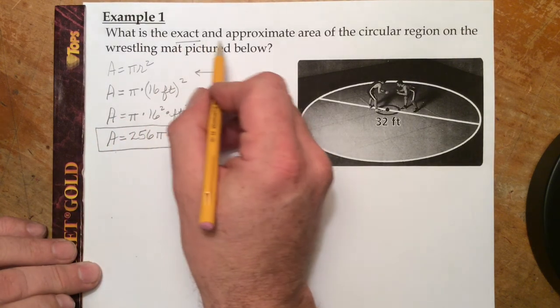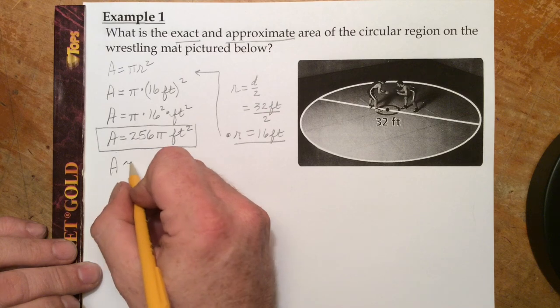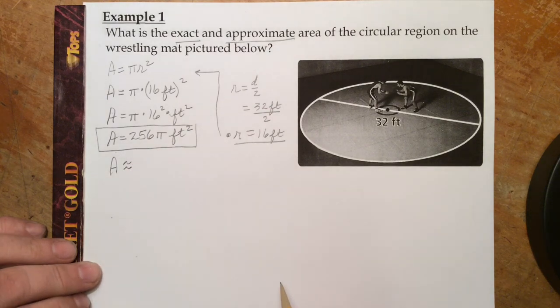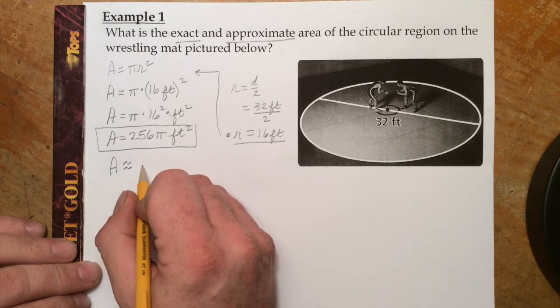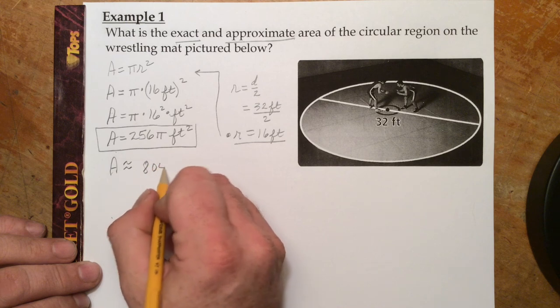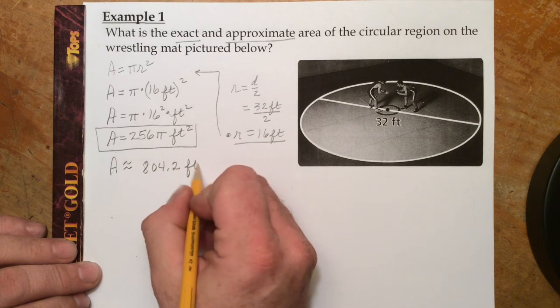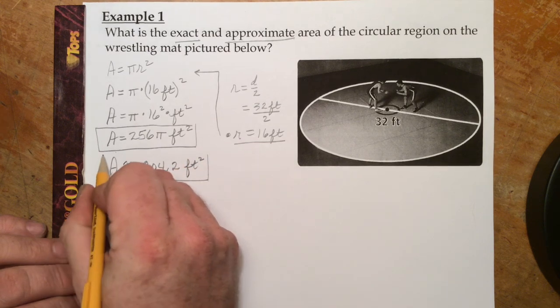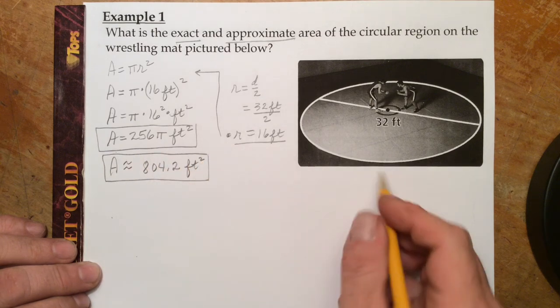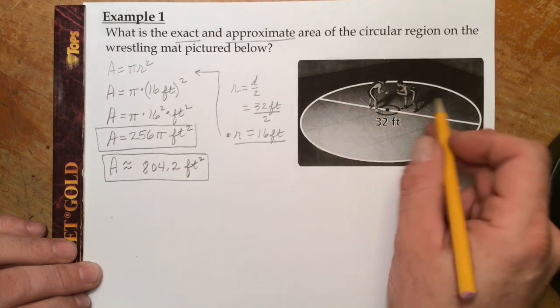The approximate area, then, taking your calculator, putting in 256 times pi, second function pi, we get approximately 804.2 square feet. So there's a little over 804 square feet that will fit into this circular mat.